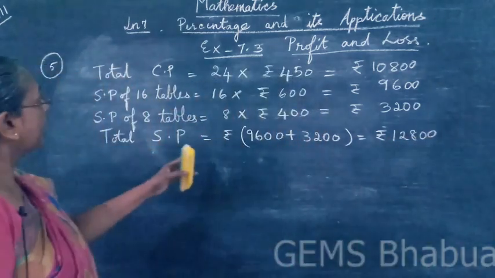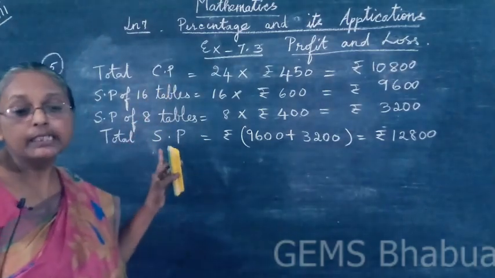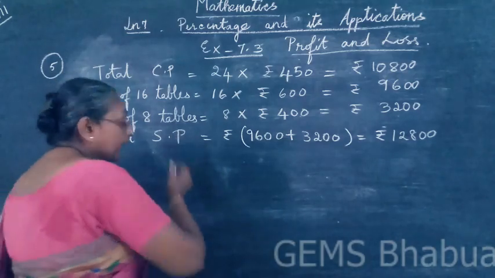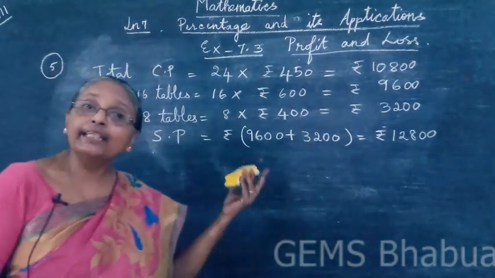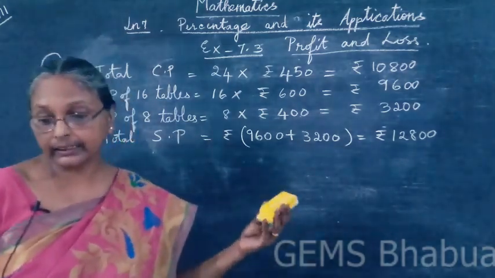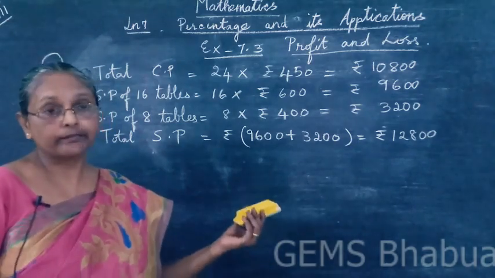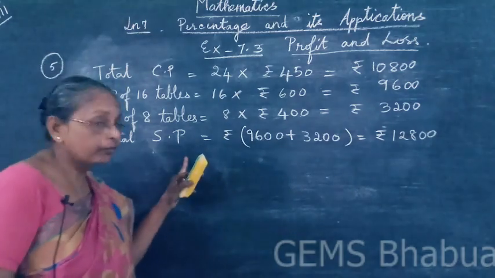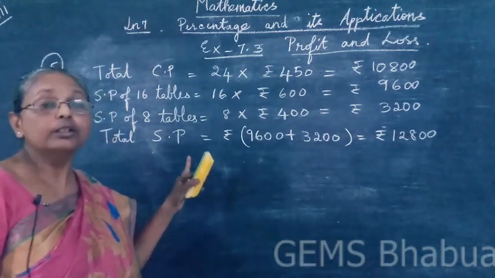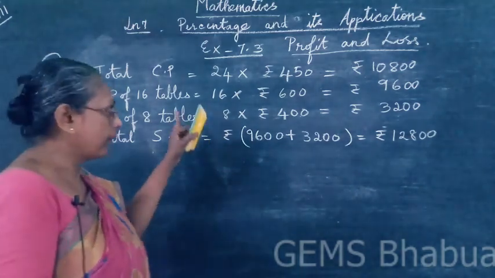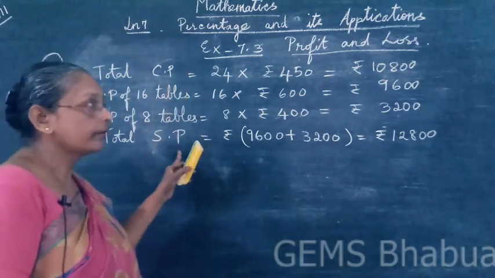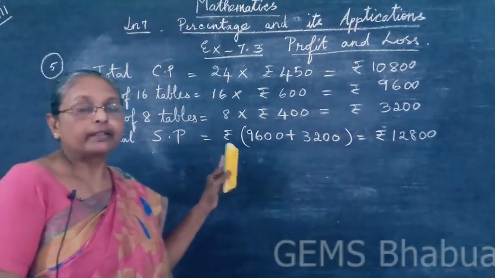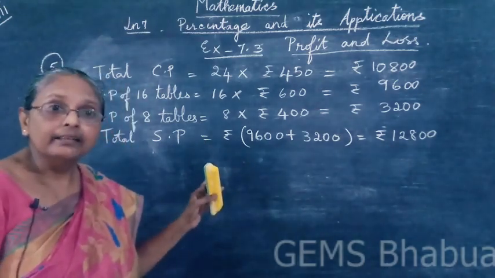Now we have to compare the total CP and the total SP. Which is greater? From that only we can find out whether it is gain or loss, because we are not given clearly whether it is gain or loss. Find the gain or loss percent. That is the question. So we have to first compare this SP and CP, find out which is greater. Here SP is greater. Therefore, it is a gain.